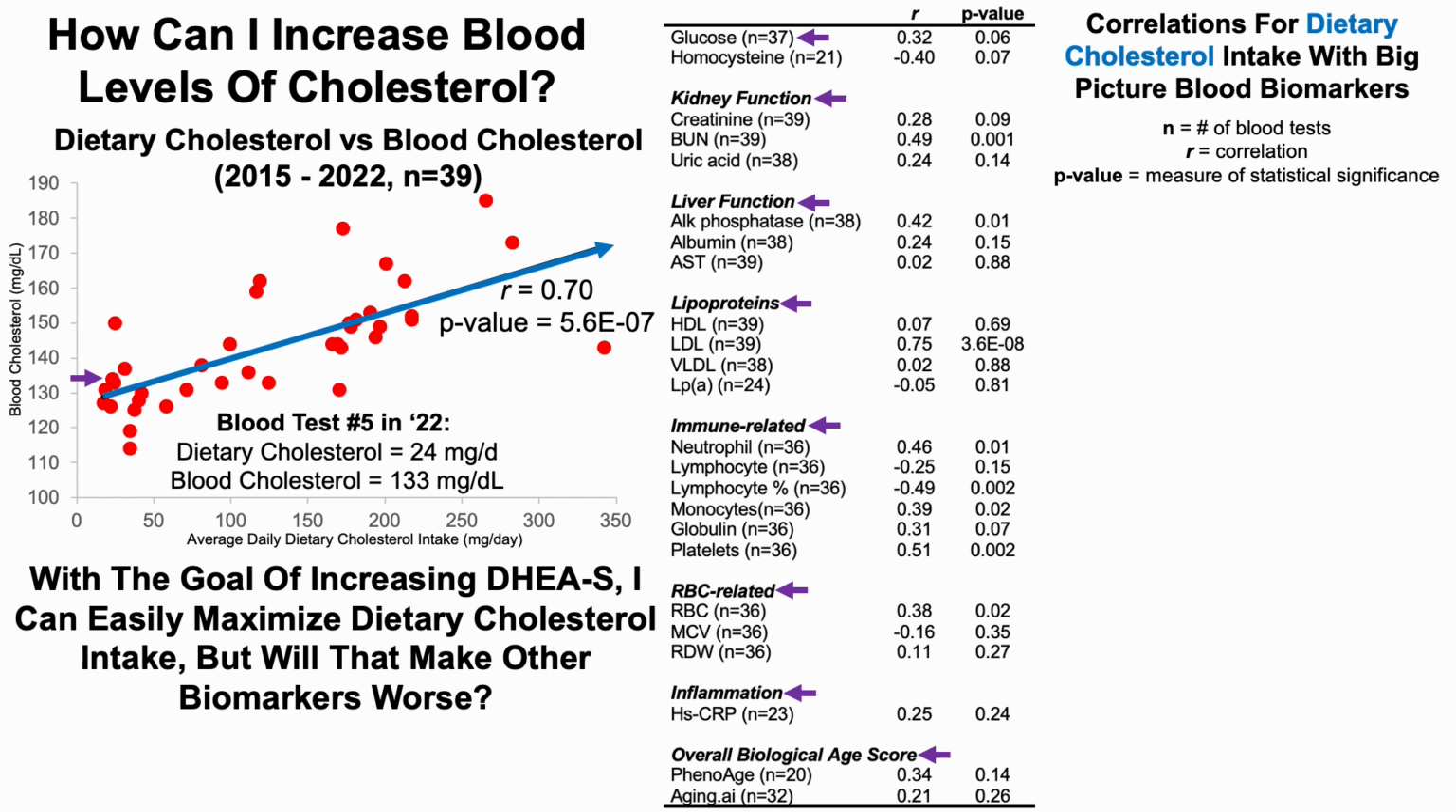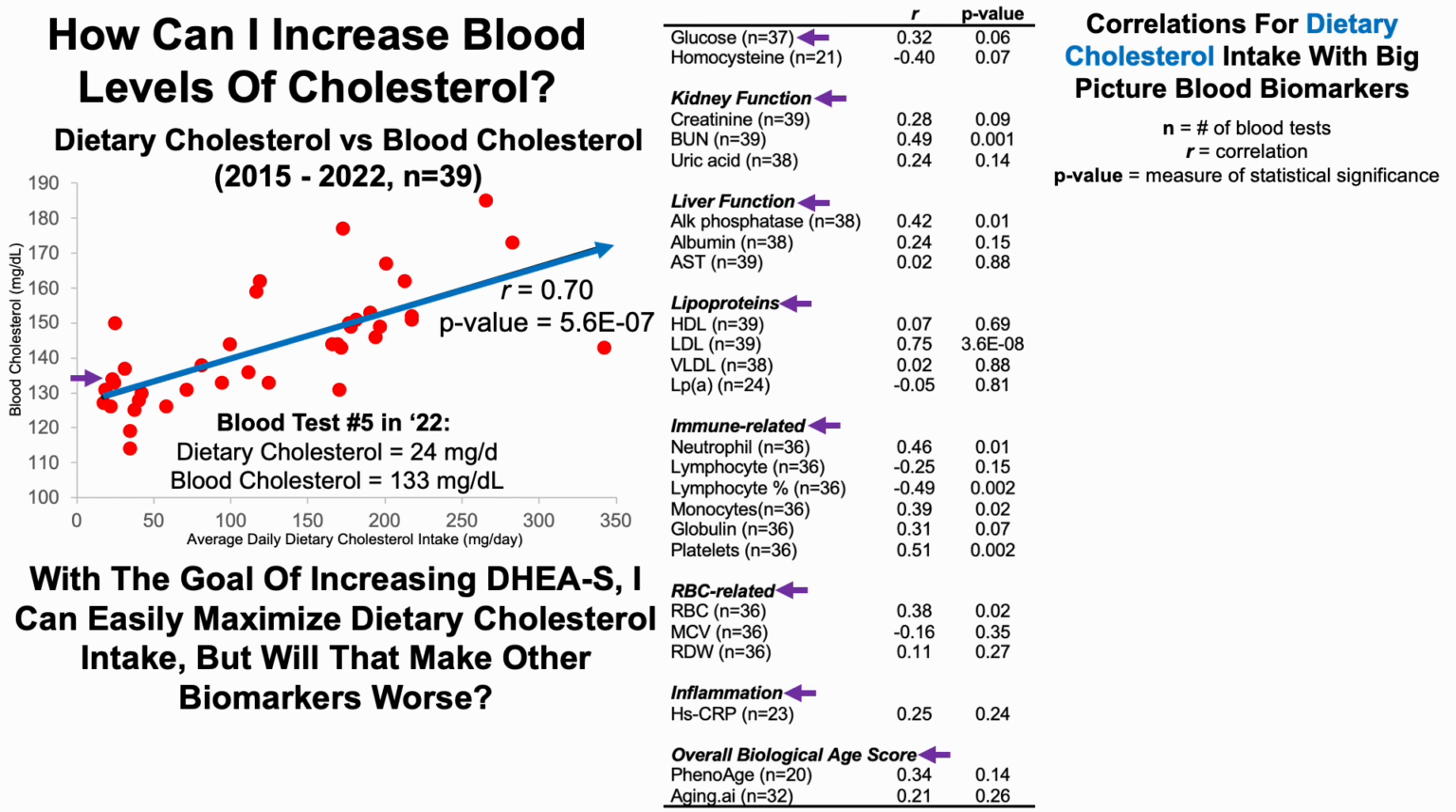So we've also got some other information on this table. In this table, the little n next to each blood test is how many blood tests that I have data for. So for example, for glucose, I have 37 blood tests since 2015. The R at the top left is the correlation coefficient, and the p-value on the right is the measure of statistical significance, with less than 0.05 being statistically significant.